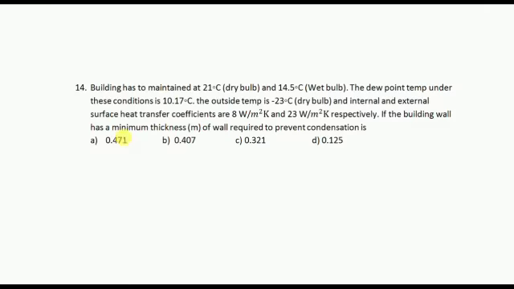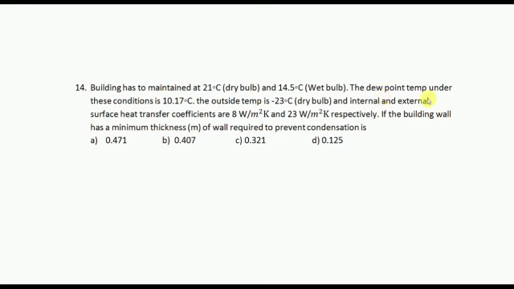Now, moving on to the problem, they are telling that the building has to be maintained at 21-degree dry bulb. Very clearly, they have given the building to be maintained at 21 degrees Celsius dry bulb. As I said, for dry bulb you just measure with the room thermometer, that is 21 degrees. So the temperature will be inside, because dry bulb is measured inside the building only, right? They have said maintained, so you are going to maintain it inside. And the wet bulb temperature is 14.5 degrees Celsius.